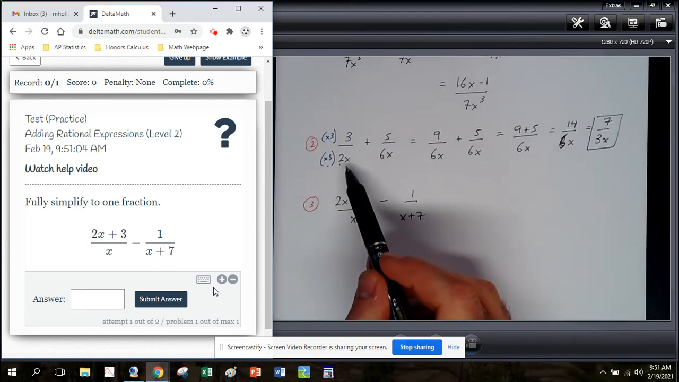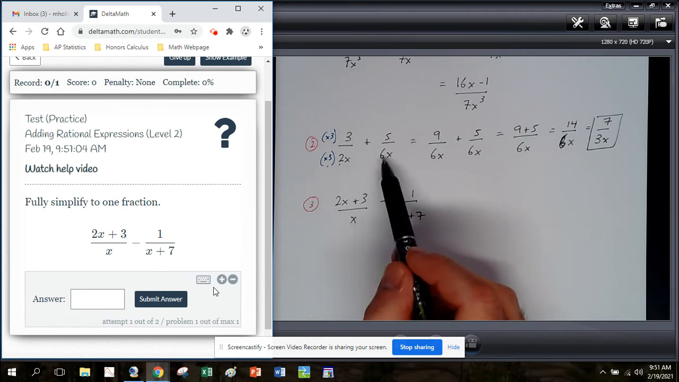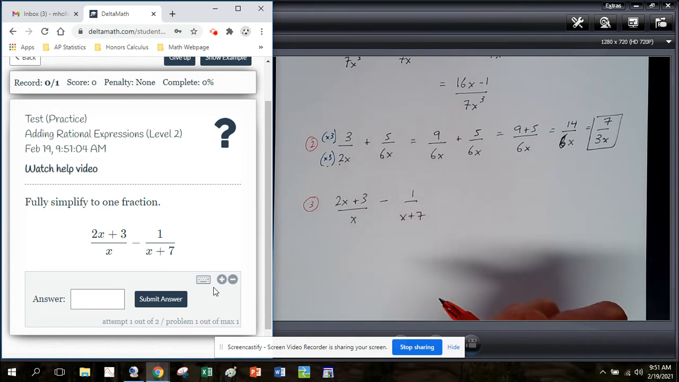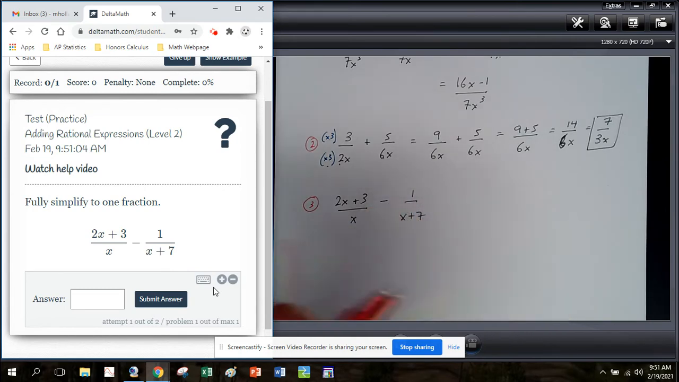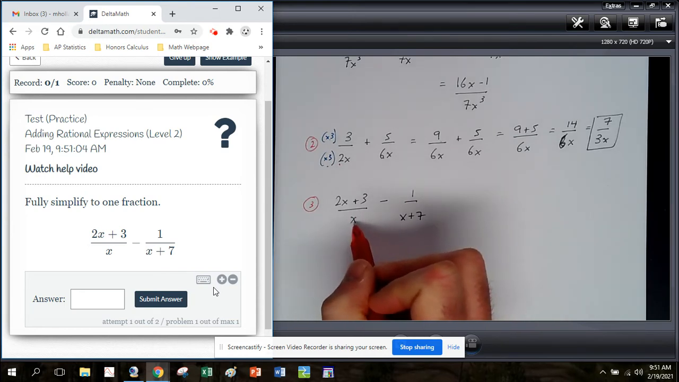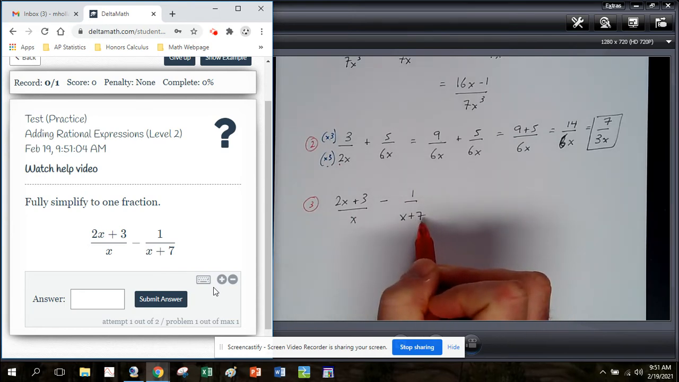Now, in the previous example, it was kind of clear what we needed to do. In this case, it's really not. So here's one trick you can use. Multiply the denominators by each other. So here's what I mean by that. This has a value of x, whereas this one has x plus 7.